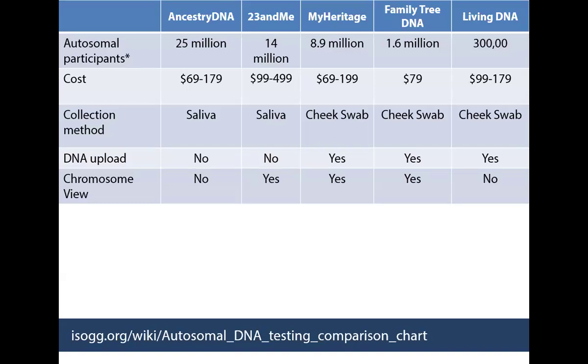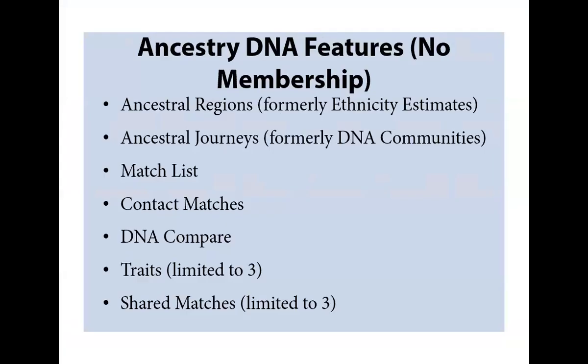Now, these companies also have different capabilities on whether you're allowed to upload your DNA from elsewhere. MyHeritage, Family Tree, and Living DNA do allow you to upload from other sites. However, Ancestry and 23andMe do not. And there also are options for chromosome views or browsers. Currently, 23andMe, MyHeritage, and Family Tree offer options. Ancestry and Living DNA do not at this time. So there are many different options on some of these sites.